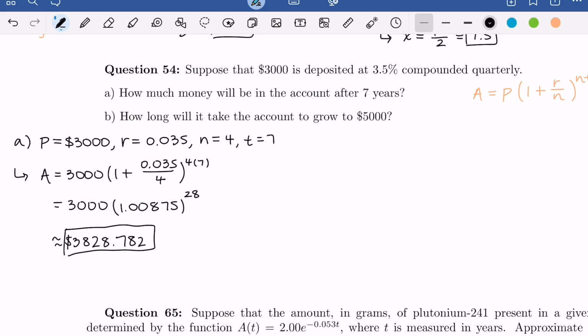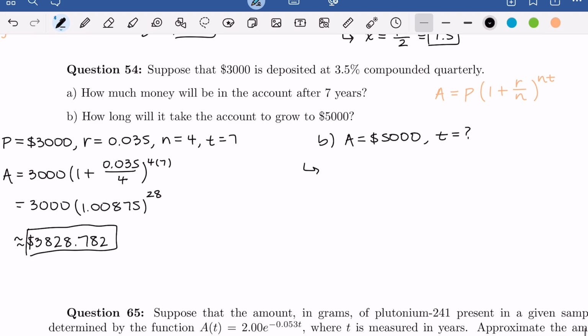Now for part B, in this case, we're trying to find T. We want to figure out how long it'll take the account to grow to $5,000. So everything else is going to stay the same, except in this case, we already know what the amount is going to be. It's going to be $5,000, and we want to find our T value, how long it would take. So let's plug in our known information into this equation.